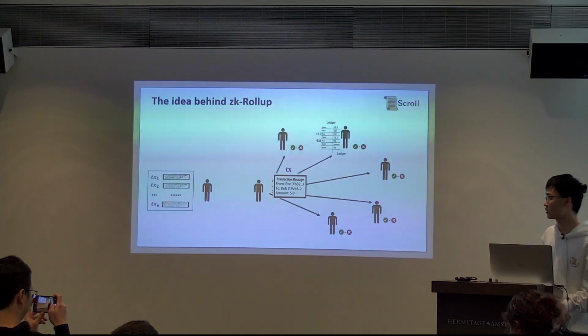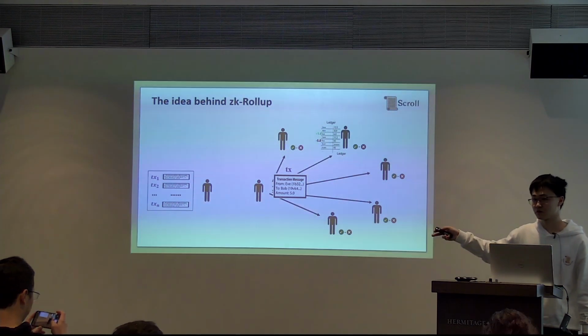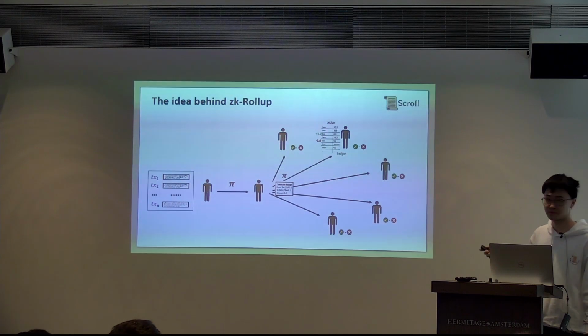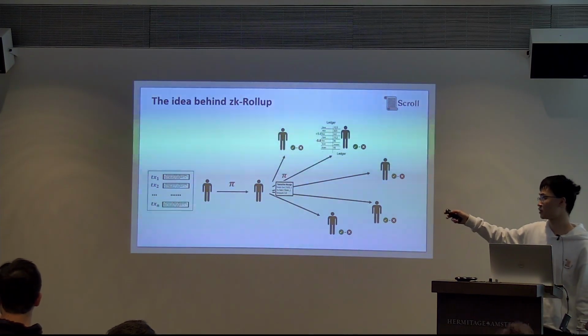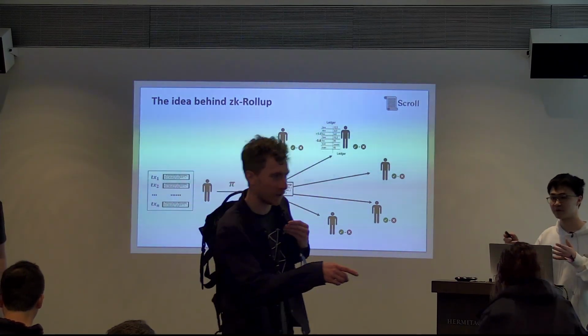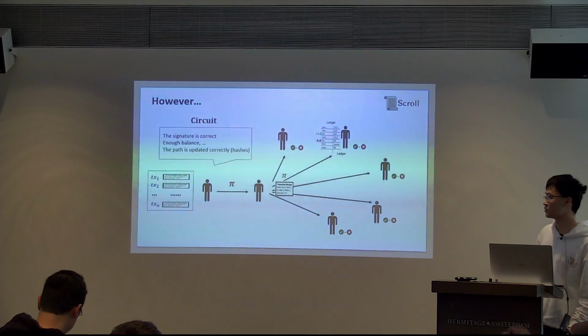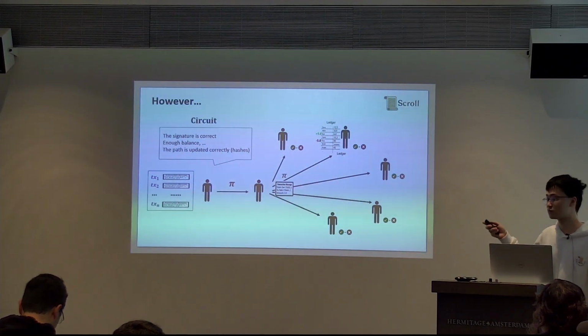So the idea behind zk rollup is that instead of sending out all the transactions in the P2P network, you send all the transactions to a layer 2 node. Then this layer 2 node will run some zk algorithm and generate the proof. And instead of broadcasting all the transactions, it will just broadcast the proof with some public input data needed for verification.